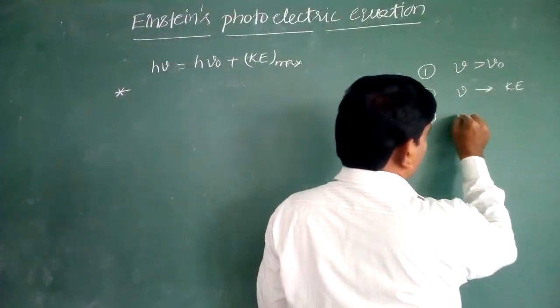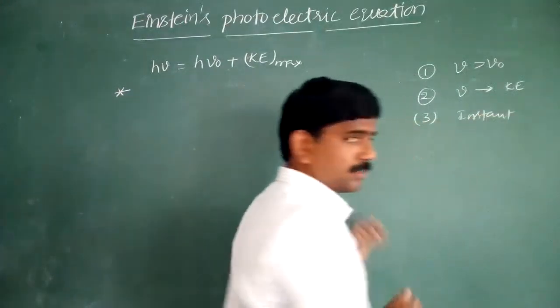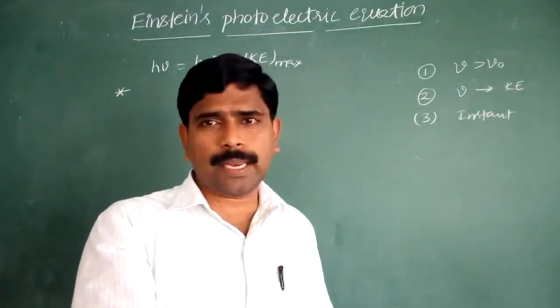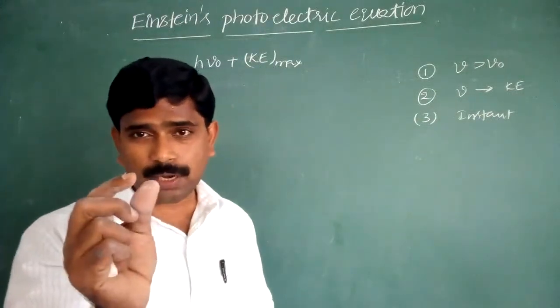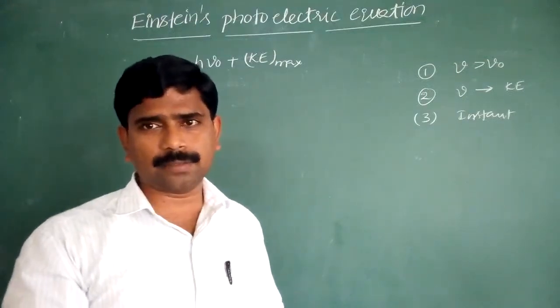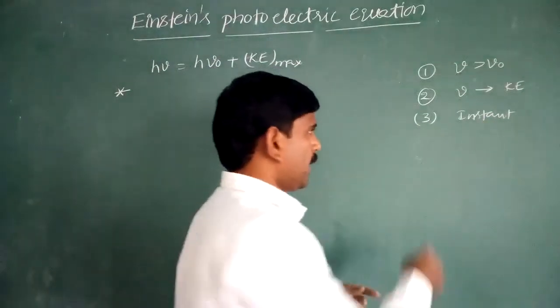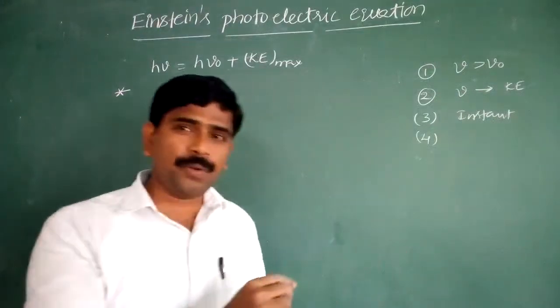So this is the instantaneous process. When radiation is incident on the photoelectric metal, electron emission takes place in a short interval of time, nearly 10 to the power minus 9 seconds. So that's why we are calling it the instantaneous process. And next, the fourth one, is that electrons are continuously emitted.